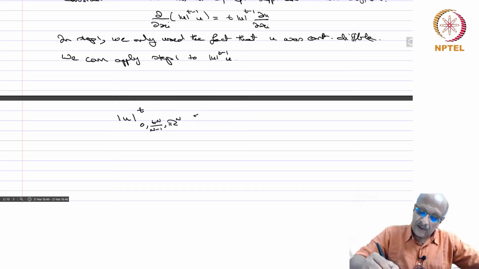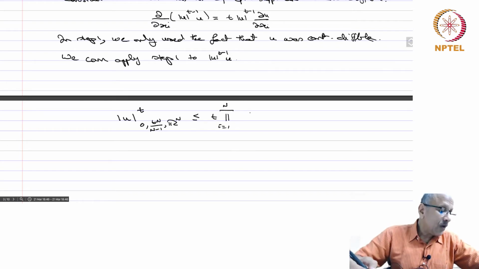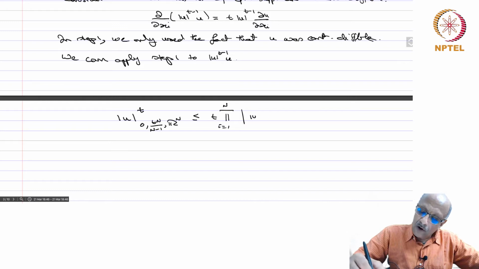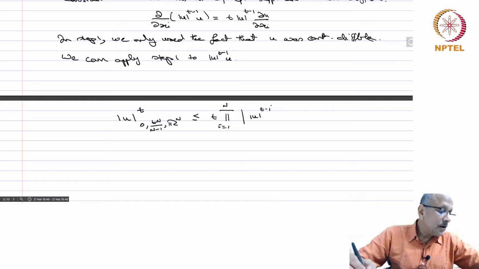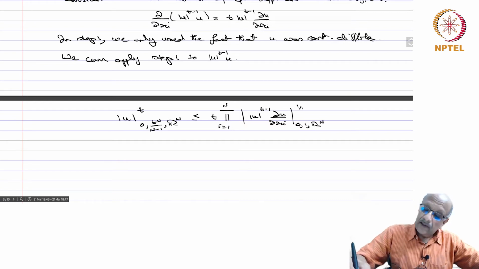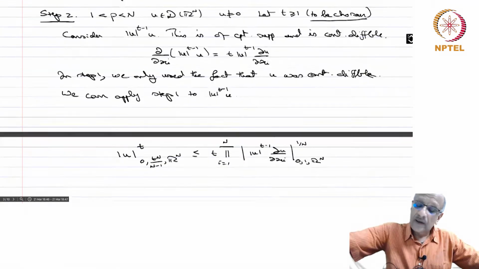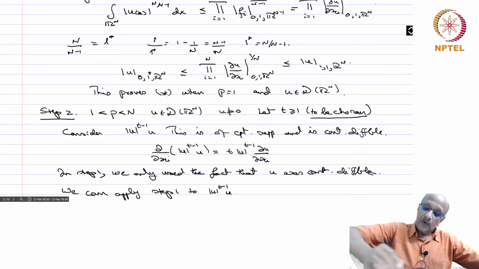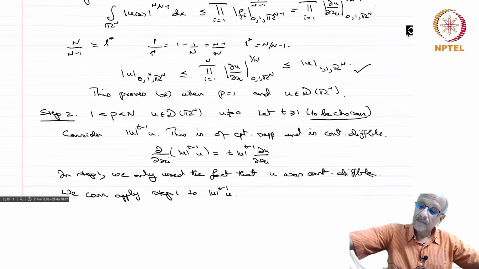So this will be the thing. That is less than or equal to t times the product over i equals 1 to n of the L^1(R^n) norm of |u|^(t-1) times du/dx_i, to the power 1/n. So this is exactly what we had here. So we are using this fact.